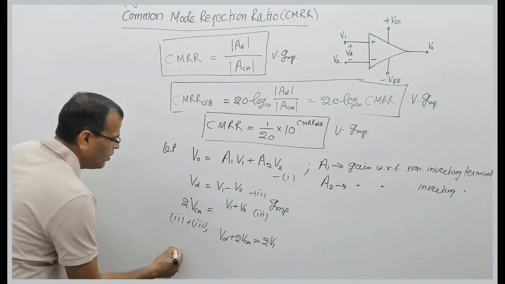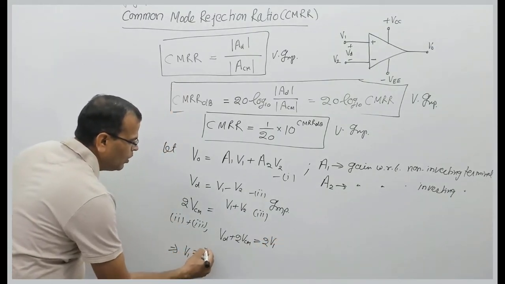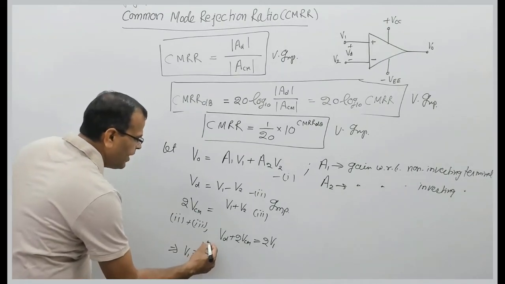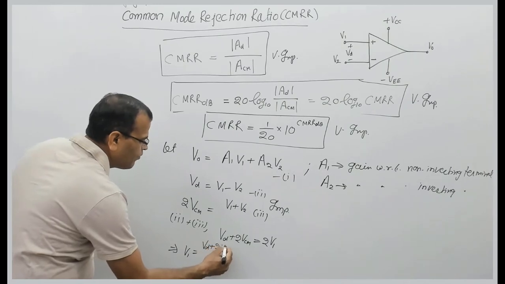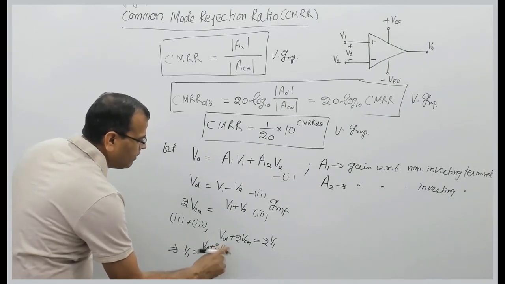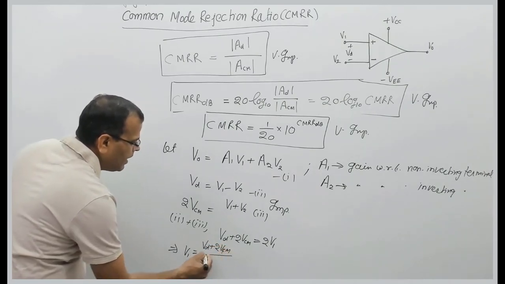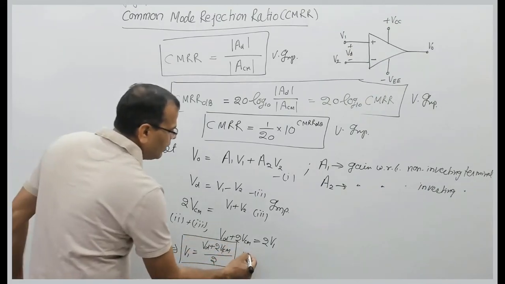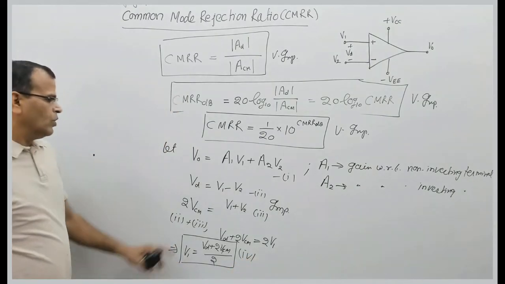So you get voltage V1 equal to what? Voltage V1 will be (Vd + 2 VCM) divided by 2. This is what you have. Say this is equation number 4. Fine. So this is adding.